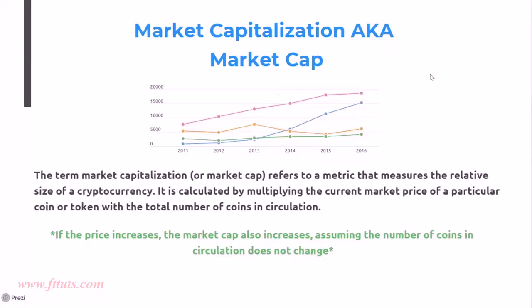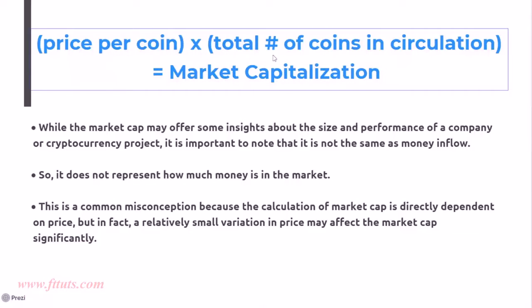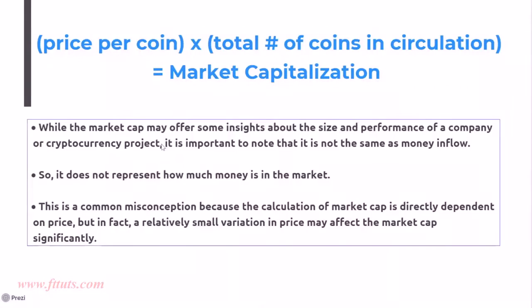Okay, so the first thing we're going to learn about is market capitalization, also known as market cap. The term market capitalization, or market cap, refers to the metric that measures the relative size of a cryptocurrency. It is calculated by multiplying the current market price of a particular coin or token by the total number of coins in circulation. So if the price increases, the market cap will also increase, assuming the number of coins in circulation does not increase. So the way you calculate market cap is: price per coin times total number of coins in circulation equals market capitalization.